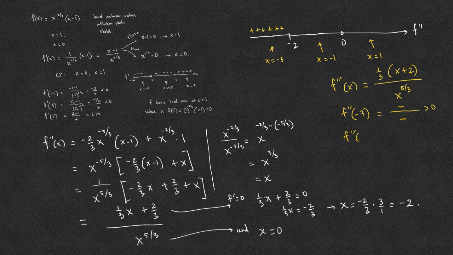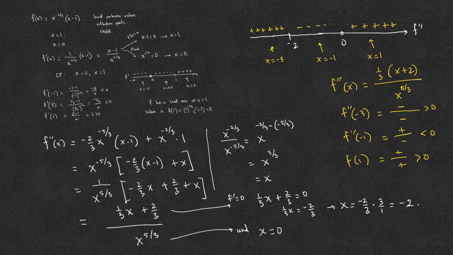We then plug in negative 1 into the second derivative. Negative 1 plus 2 is positive, and negative 1 raised to the 5th power is negative, and so on the second interval, f double prime is negative. And if we plug in 1, we have 1/3 times 1 plus 2 is 3, positive, over 1 raised to the 5th power is positive, and so f double prime is positive.